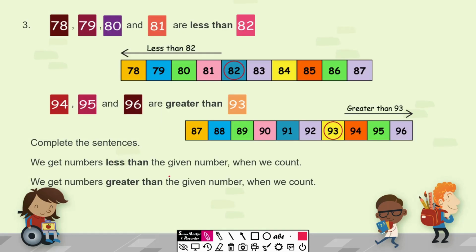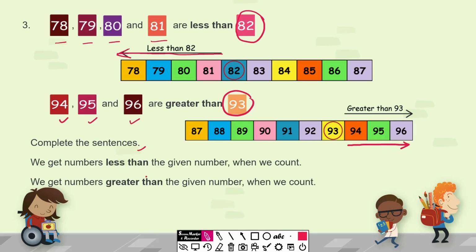Here in question number 3, we can see 78, 79, 80 and 81 are less than number 82. These are numbers less than 82, right? 94, 95 and 96 are greater than number 93. So, these are the numbers greater than number 93, right?